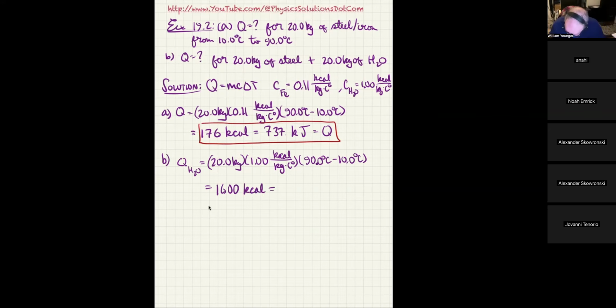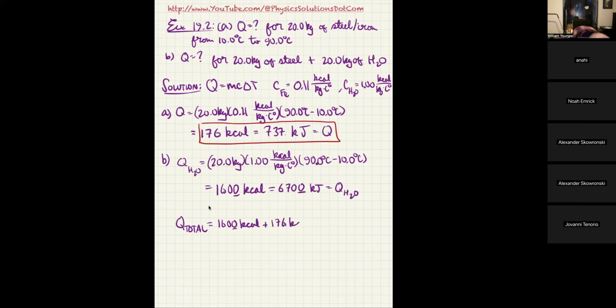And of course, I can multiply that by 4.186, and that gives me 6,700, and that's kilojoules. So that's just the water part. That means Q total would be equal to 1600 kcal plus 176 kcal, which you can see is really a small addition to it.